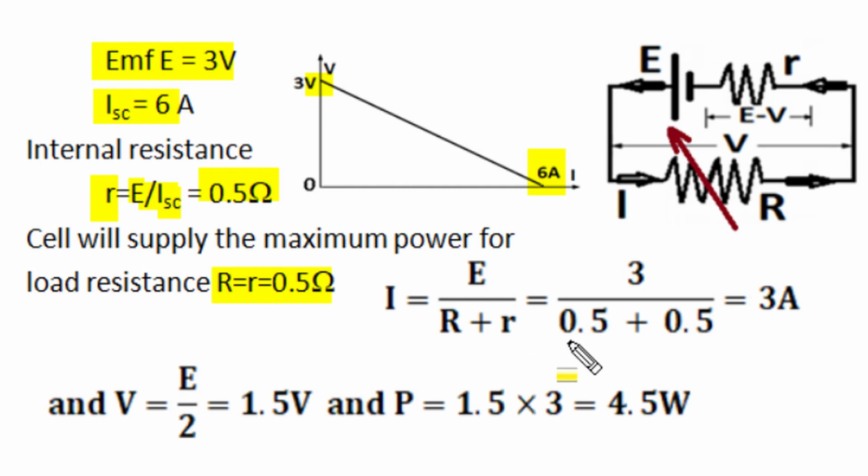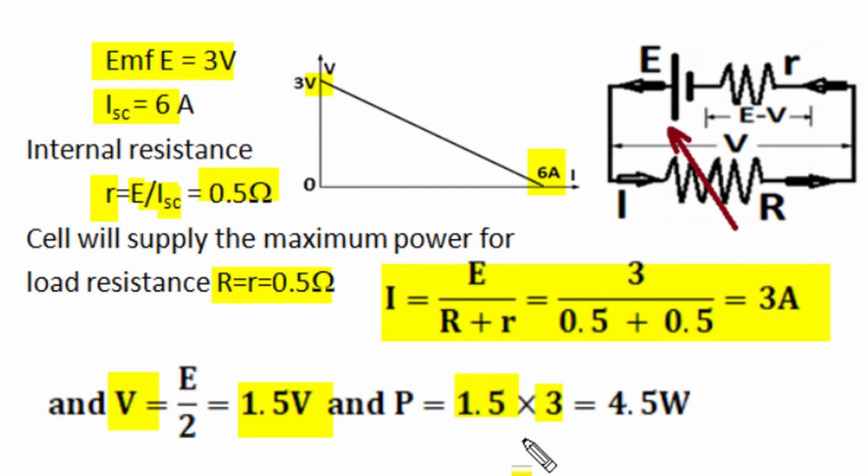In that case, when the load resistance is 0.5 ohm, the current of the circuit becomes 3 ampere, which is half of the short circuit current, and half of the voltage of the source EMF drops across the internal resistance. Half of this EMF, 1.5 volt, will become the terminal voltage, and the product of terminal voltage and load current becomes our maximum output power, 4.5 watt in this case.